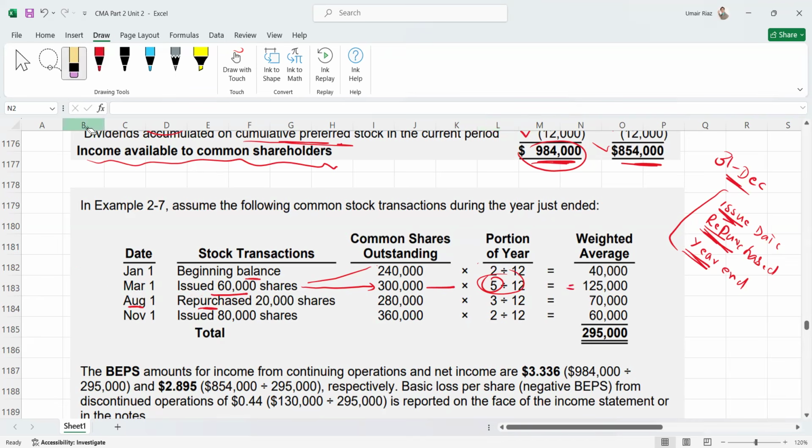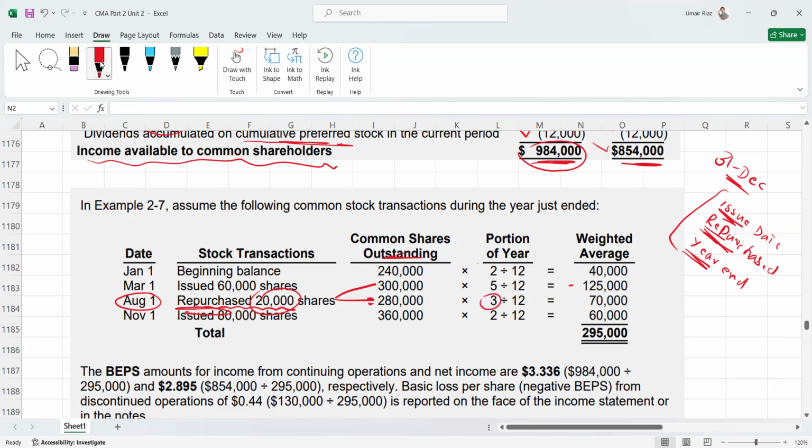Similar way, I'll solve the next transaction now. I need concentration, please. The next transaction is on August 1. We have a repurchase of 20,000 shares. First we will adjust outstanding shares. Previous shares were 300,000. Now I'll minus this 20,000, because these are repurchased, bought back by the company. So 300,000 minus 20,000 equals 280,000 shares.